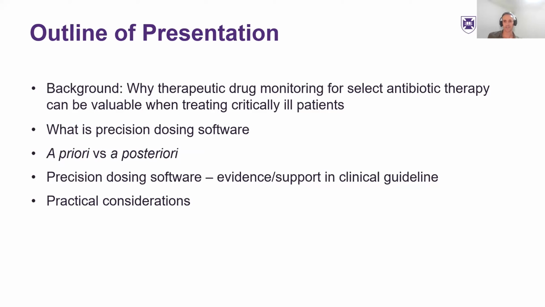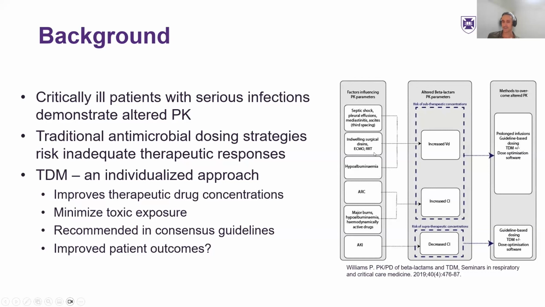So to start off, critically ill patients with serious infections demonstrate altered pharmacokinetics. You can see this on the right. I won't go into great detail of all the reasons, and there are many reasons why this occurs. Some examples are septic shock and third spacing, with hydrophilic antibiotics going into places where they should not be, increasing the volume of distribution of that antibiotic, which risks subtherapeutic exposure.